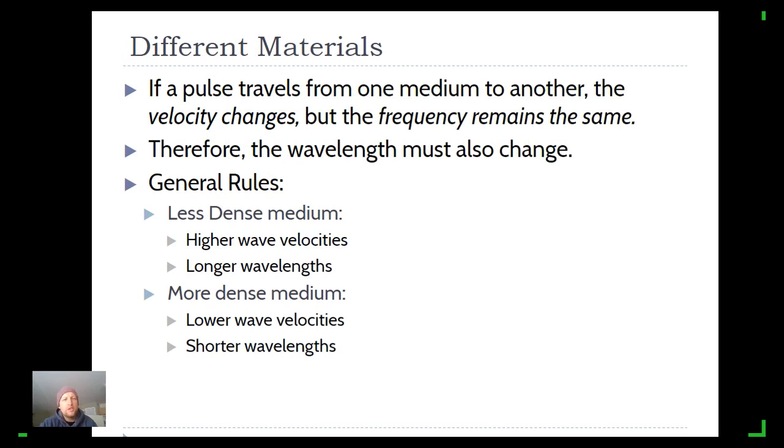If we're looking at different materials, this is on the next page here, if a pulse travels from one medium to another, the velocity changes, but the frequency remains the same. And just think about that for a moment. If you were to have frequency changing depending upon the medium that it's in, that could create some serious problems specifically for sound. And I looked up a little something for sound, and here is what I found here.